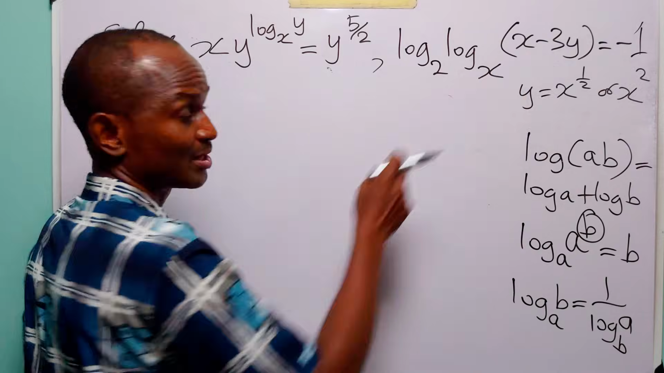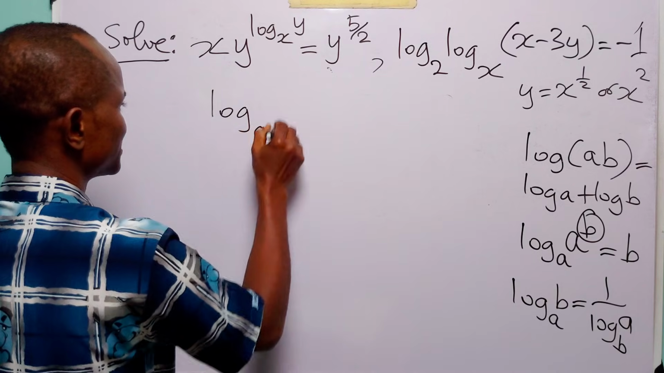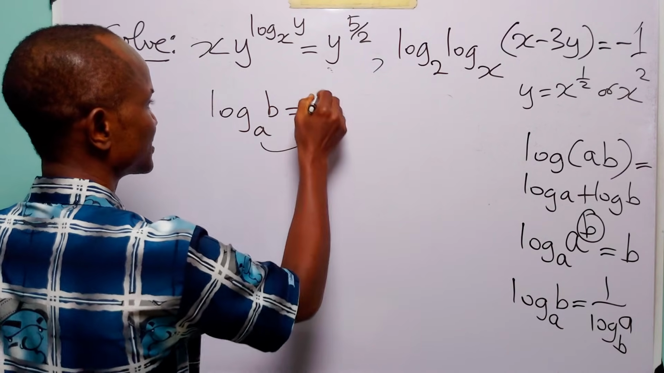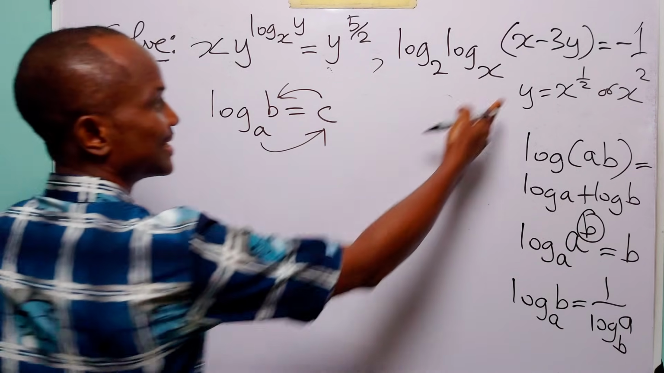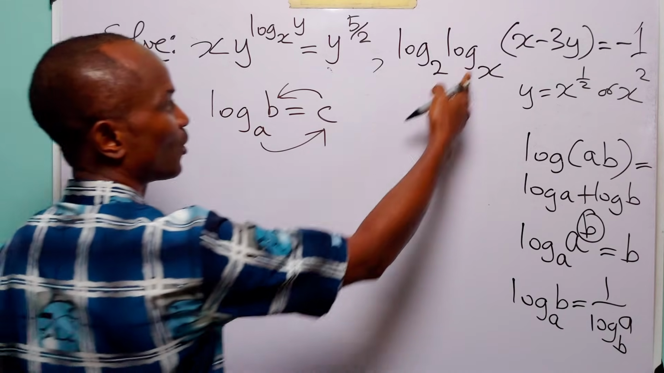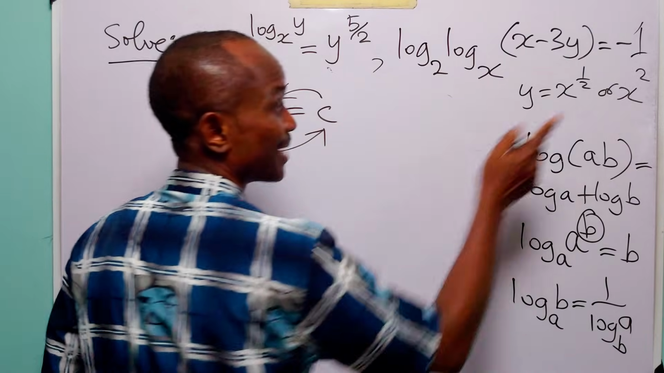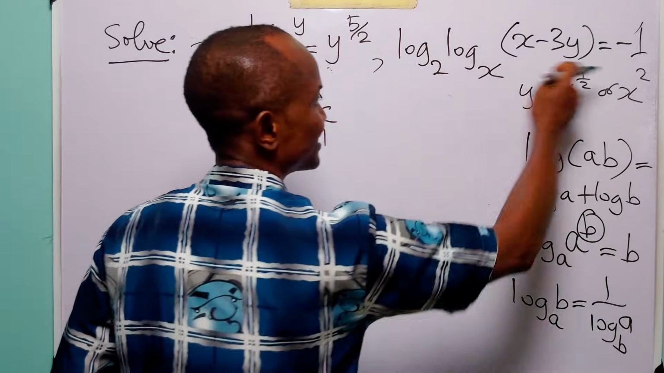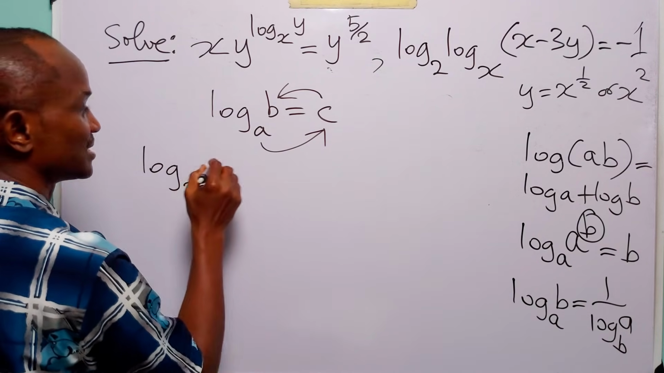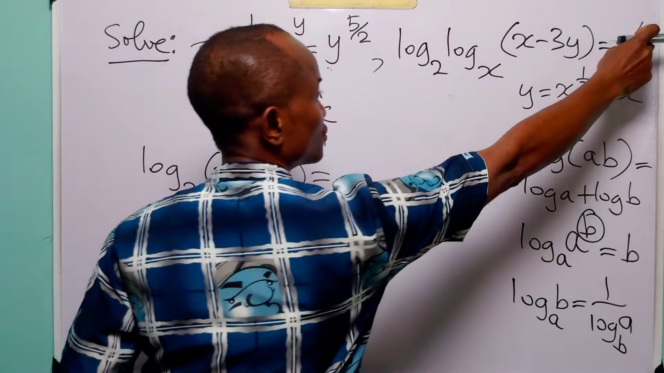Now, to simplify this logarithmic equation, let us remember once more that when we have a statement such as log to base a of b is equal to c, this simply means that a to the power c is equal to b. In this case, you can see that a is equal to 2, b is equal to log to base x of x minus 3y, and c is equal to minus 1. So we can rewrite this logarithmic equation as log to base x of x minus 3y is equal to 2 to the power minus 1.